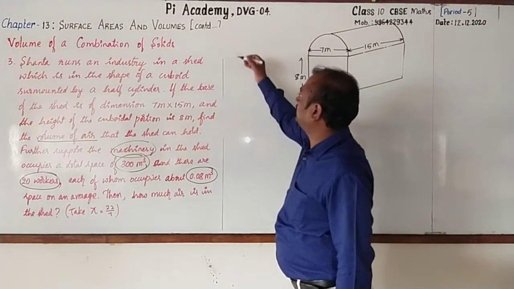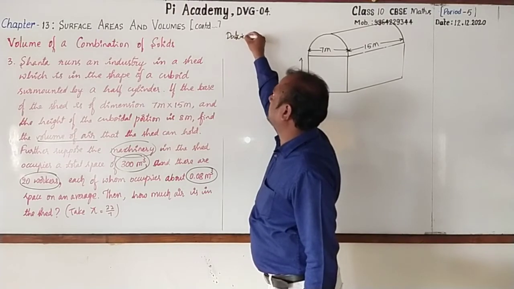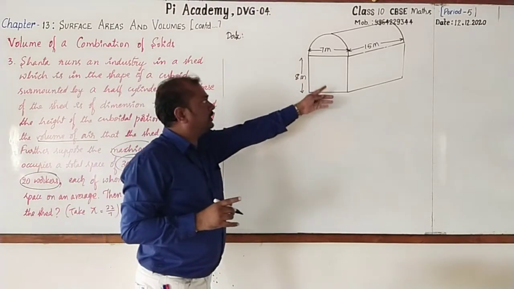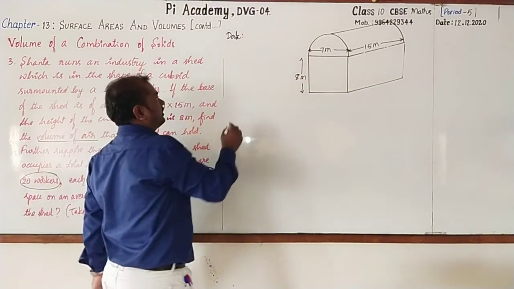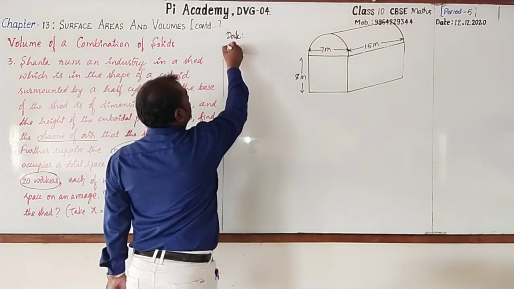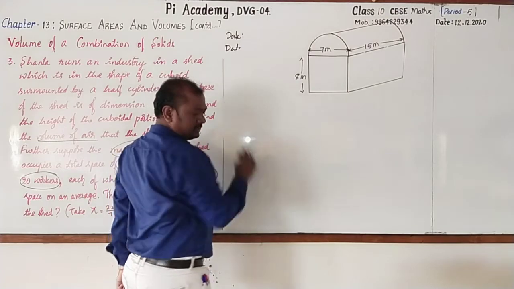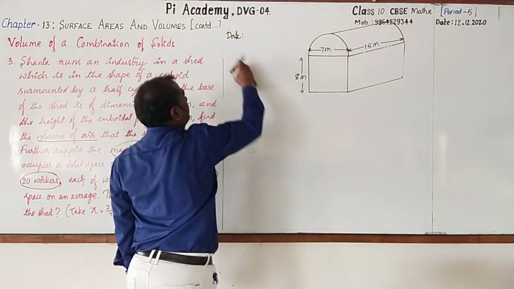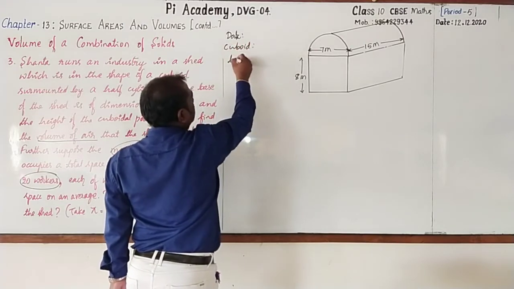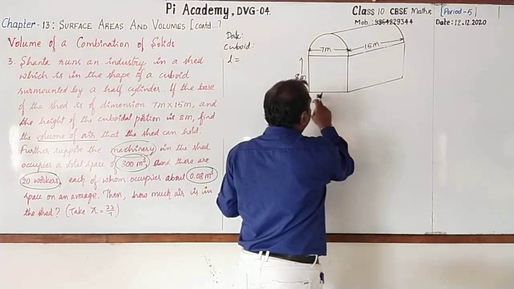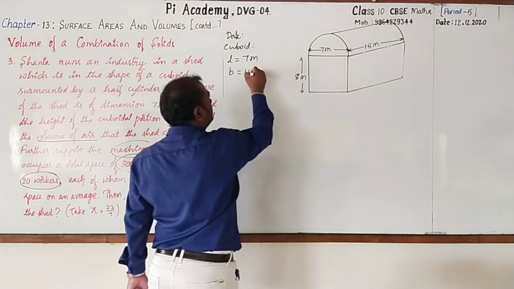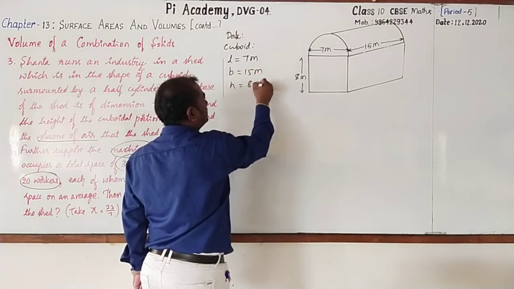Yes. Hope that you have written the data. Just observe here. Here I am also going to write. Here there are two solids. One is a cuboid, second one is a half cylinder. That is, it is taken vertically as a half cylinder. Here I'll write the data. With respect to the cuboid, what has been given? Length. Length is how much? 7 meter. Breadth 15 meter and height it is 8 meter.